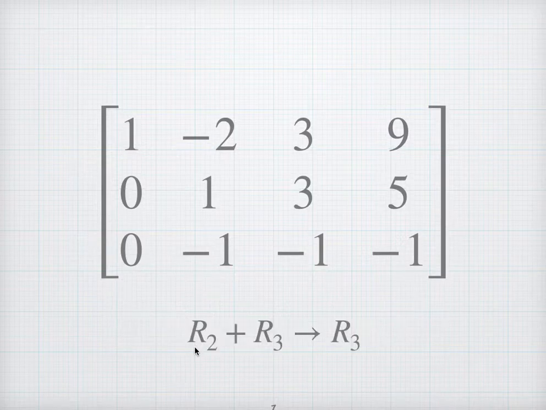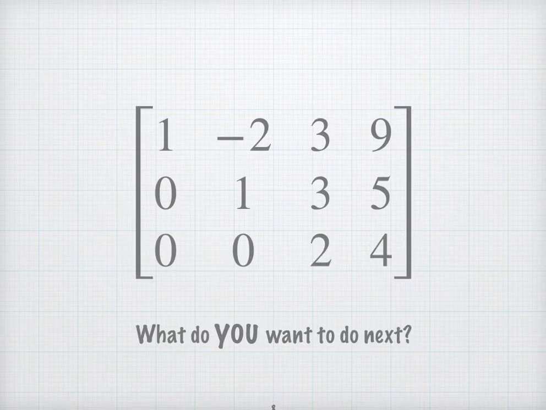I thought it'd be a good idea to add row 2 to row 3 to get my new row 3. Then I will have my third 0 right there so that I have lots of zeros. I like that. So this is the matrix that results. What do you want to do next?